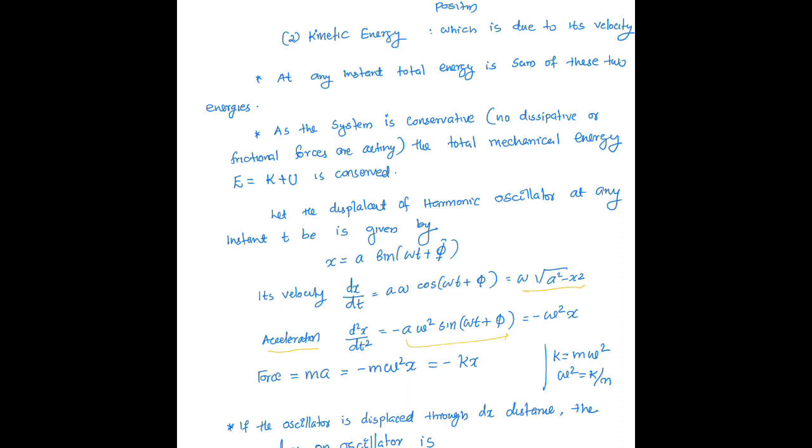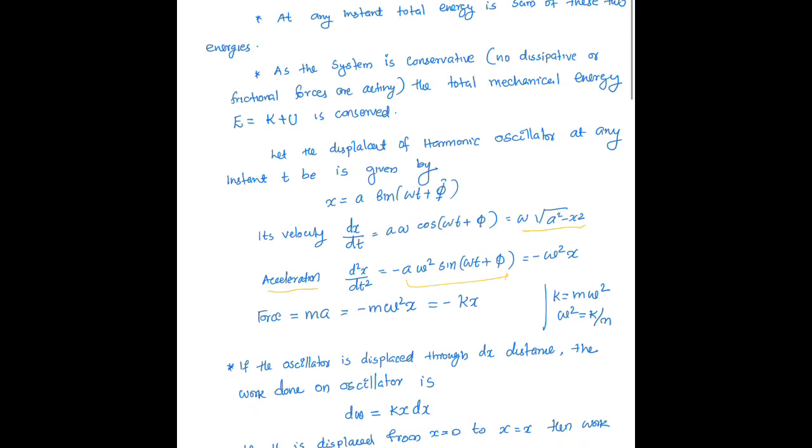From this force, we know from Newton's law F is equal to ma. So mass into acceleration is equal to minus m omega square x, which is equal to minus kx. So k is equal to m omega square.